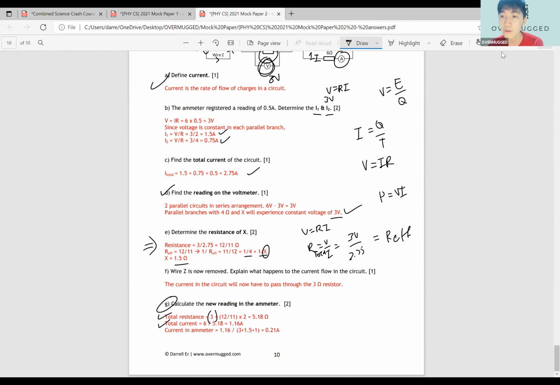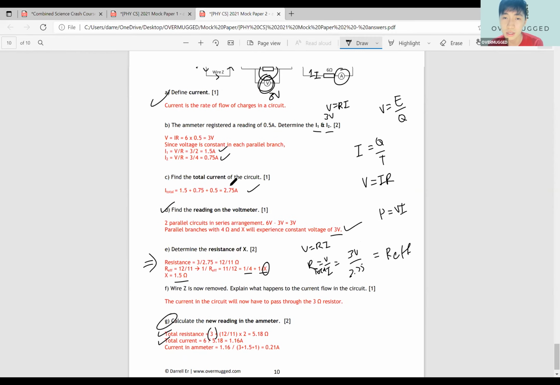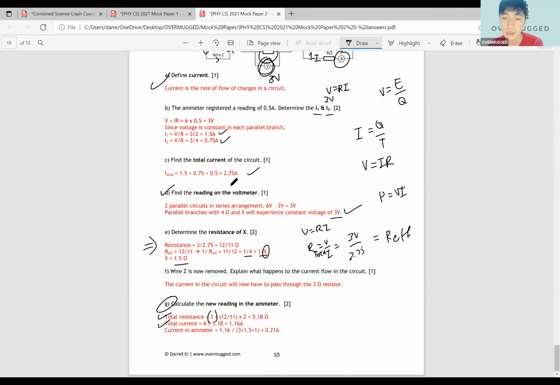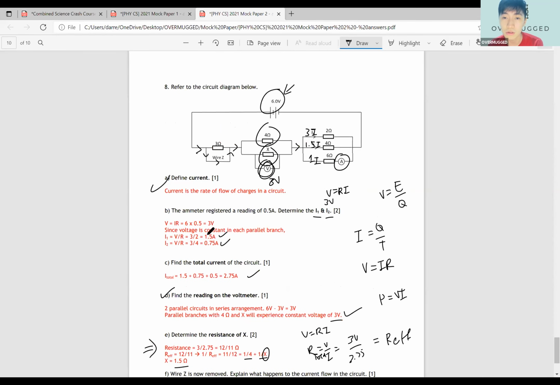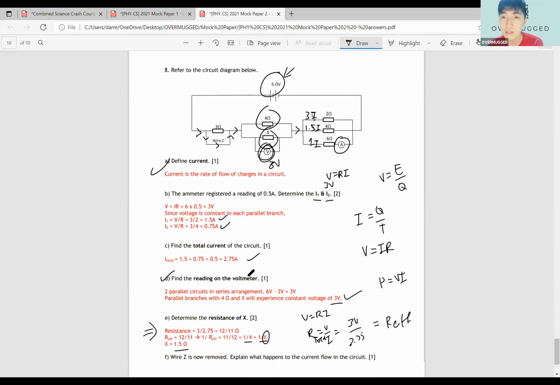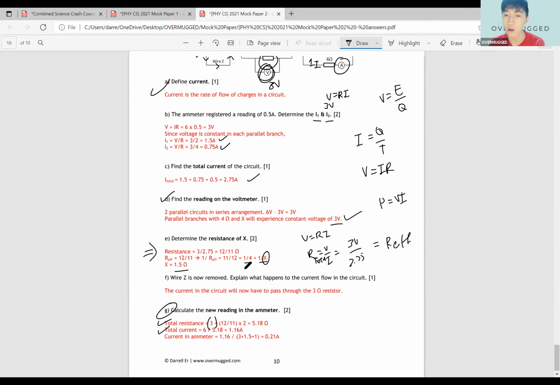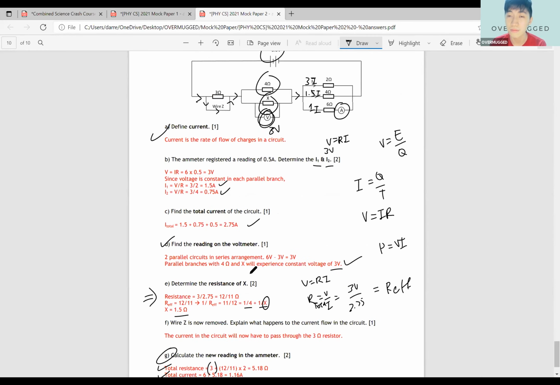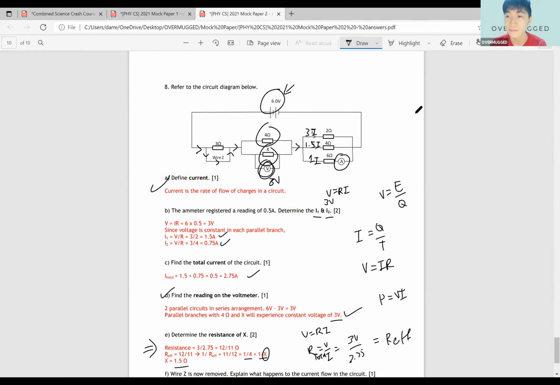For question 6D, why can't we use V squared over R? 6D, where is 6D? P equals V squared over R. In 6D, where's the P? There's no power, right? So that's why you cannot use V squared over R. Okay, any other questions?